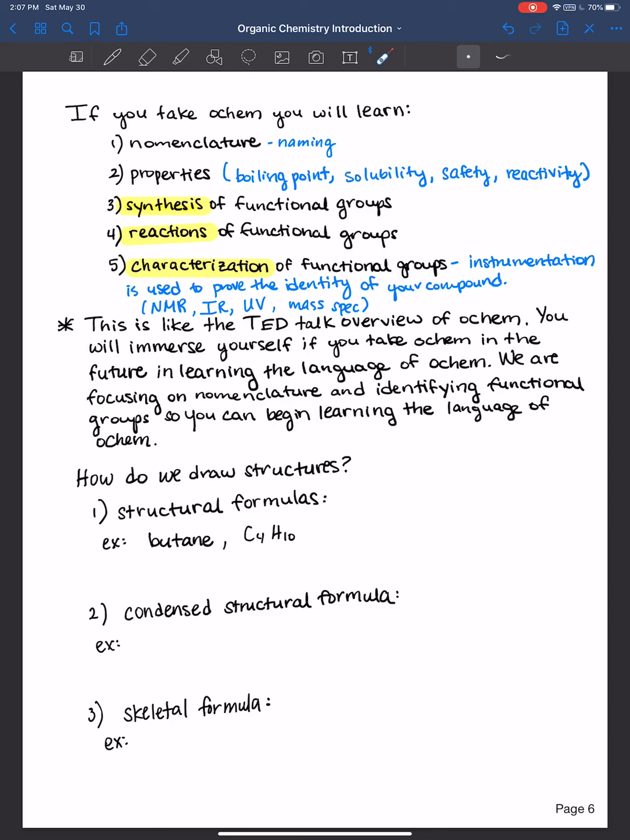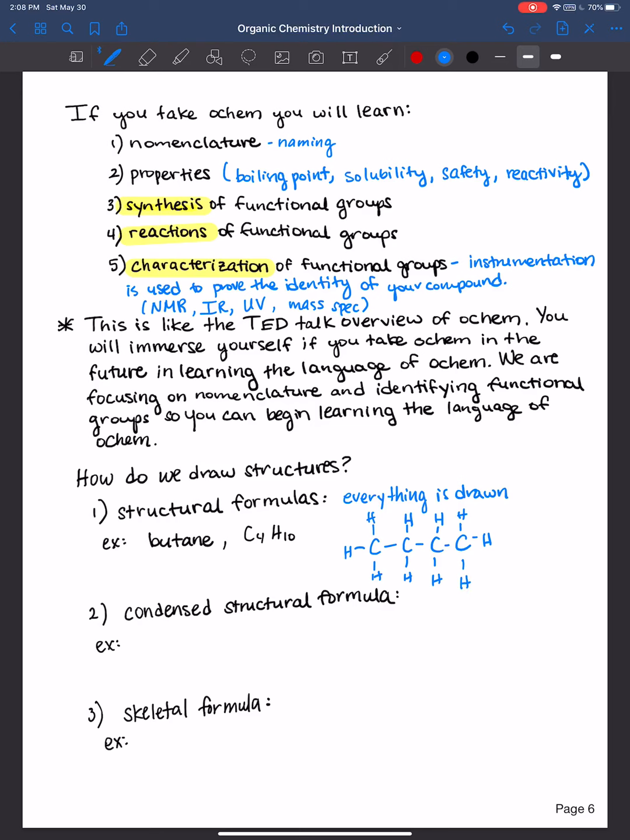So what I mean by structural formula, everything is drawn. All the atoms. And so butane has 4 carbons. Each carbon needs 4 bonds. And so we fill in those hydrogens, we draw them out. And that's the structural formula for butane.